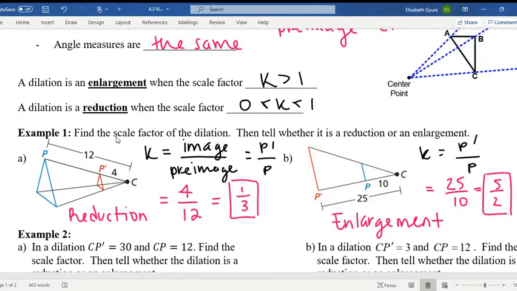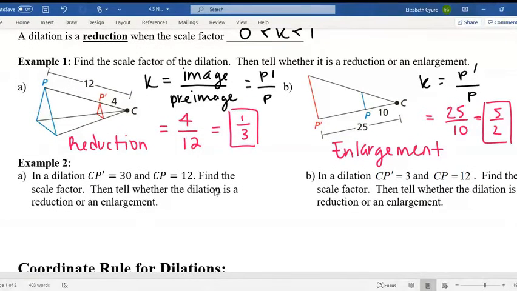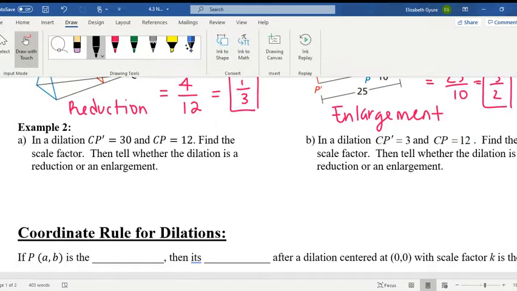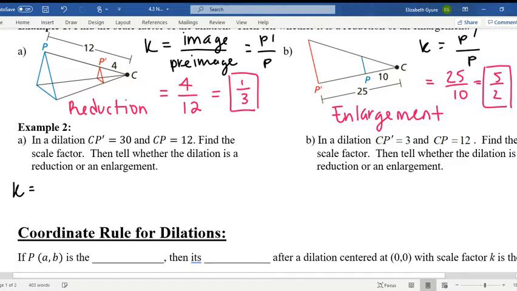All right. So that's with pictures. Sometimes it'll give you pictures. Sometimes it'll give you like a statement. Sometimes it's actually easier when it's a statement, in my opinion, because you don't have to decode the weird pictures. So for example 2, it says in a dilation, CP prime equals 30 and CP equals 12, find the scale factor, then tell whether the dilation is an enlargement or a reduction. So we're going to do the same thing here. We're taking our prime over our not prime. So our scale factor is going to be whatever CP prime is over just regular CP.